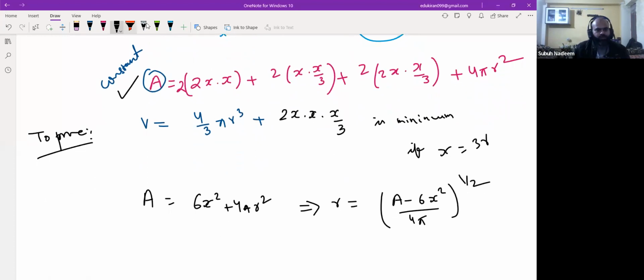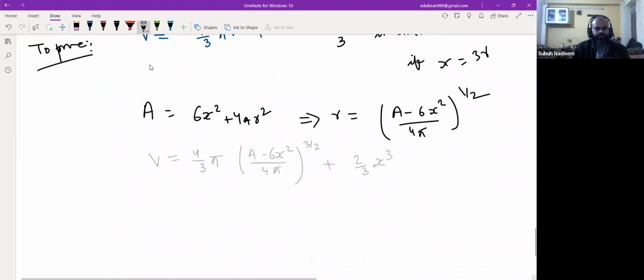Now in the volume, we put 4 by 3 pi r cube. That will become A minus 6x square by 4 pi to the power 3 by 2, plus another term, 2 by 3 x cube. So this is the volume. Now this volume is minimum. Let us first write it like this: this is 4 pi to the power 3 by 2, and this is 4 pi, so this will be 1 by 3, 4 pi to the power 1 by 2, and A minus 6x square to the power 3 by 2, plus 2 by 3 x cube.